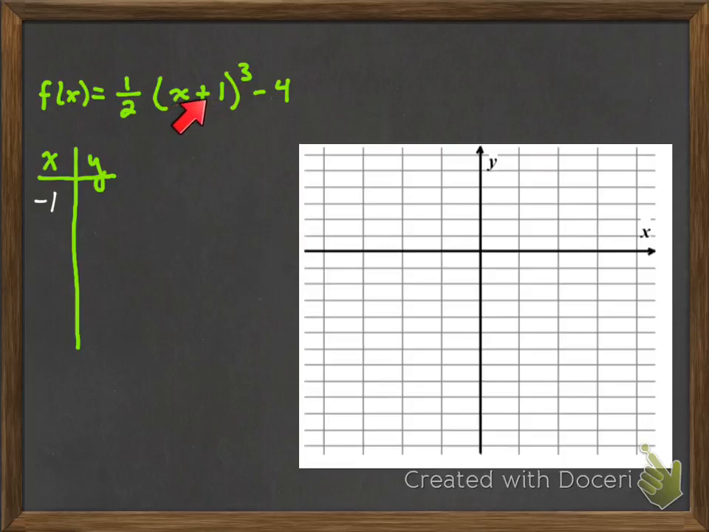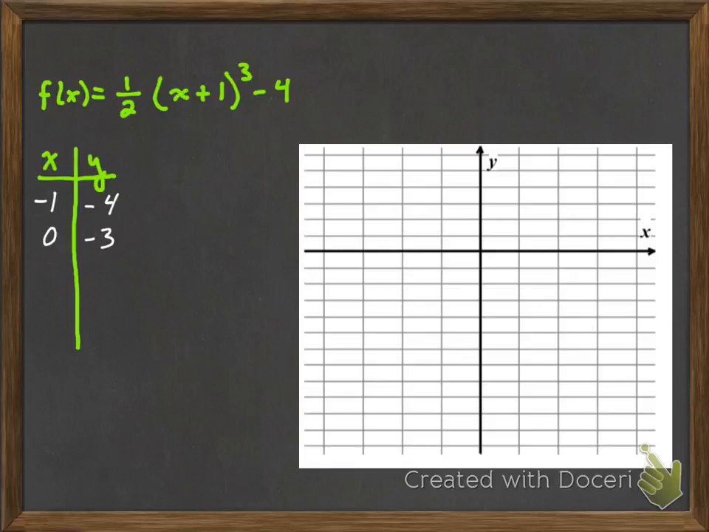because -1 plus 1 is 0. That keeps everything nice and small. Negative 1 plus 1 is 0, cubed is 0, times a half is still 0, and then minus 4 will give us negative 4. All right, so now let's try 0. 0 for an x value will give you 1 cubed, which is 1. 1 times a half is a half, and then a half minus 4 will be negative 3.